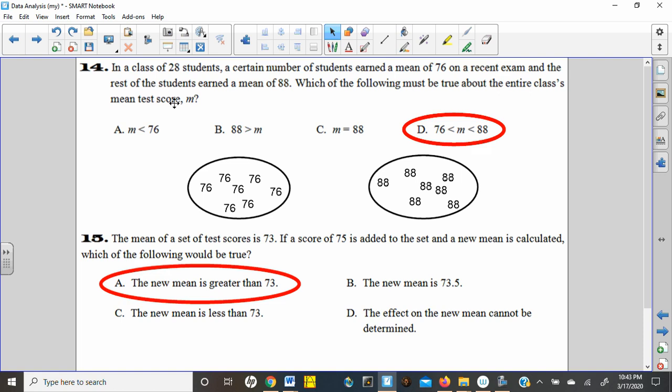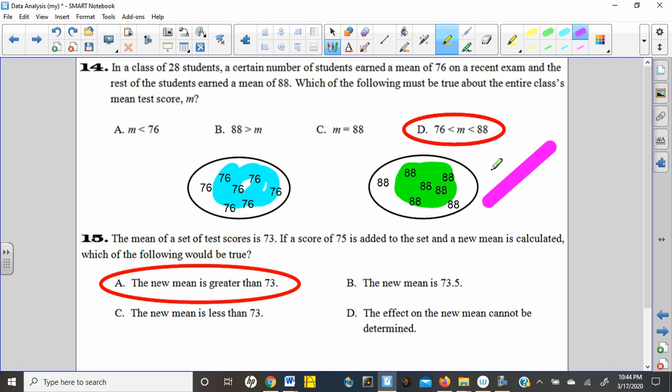Number 14. In a class of 28 students, a certain number of students earned a mean of 76, and another set of students had a mean of 88. What must be true? This is more of a conceptual question, and I didn't draw all 28 scores out here. But if you have a big cluster here of 76s, and you have another big cluster here of 88s, there's no way that the average of a bunch of test scores that average to 76 and a bunch that average to 88 could be above an 88.